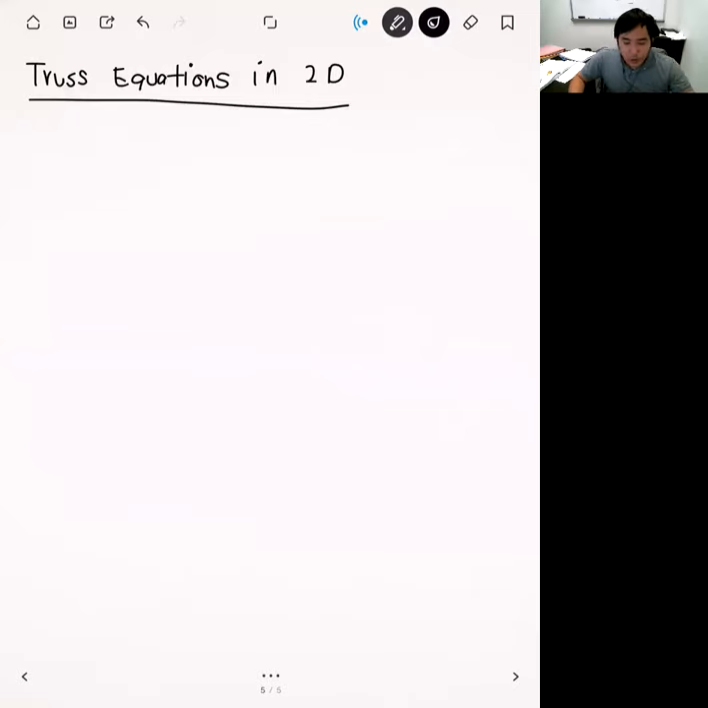All right, and so in 2D, the big difference is that we consider deformations in directions that are more than just 1D. Okay, and so what that basically means is that our deformations are now going to have two components.